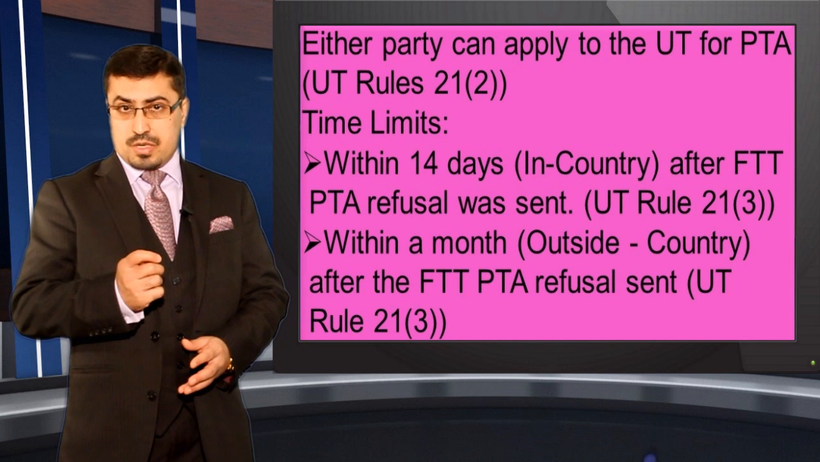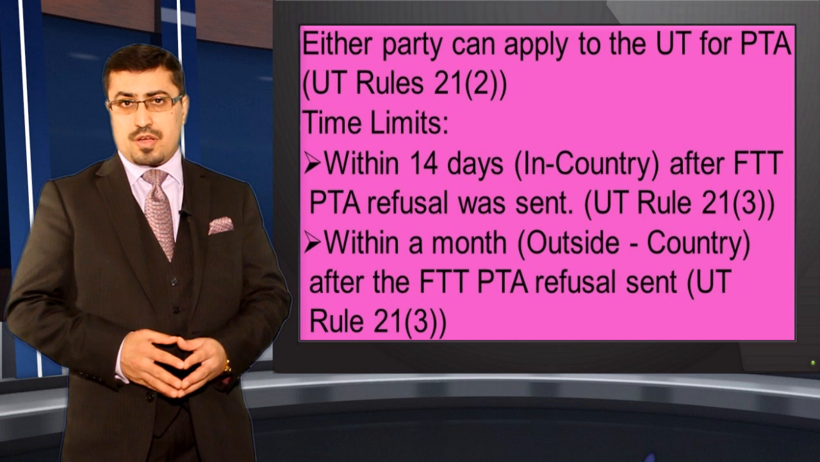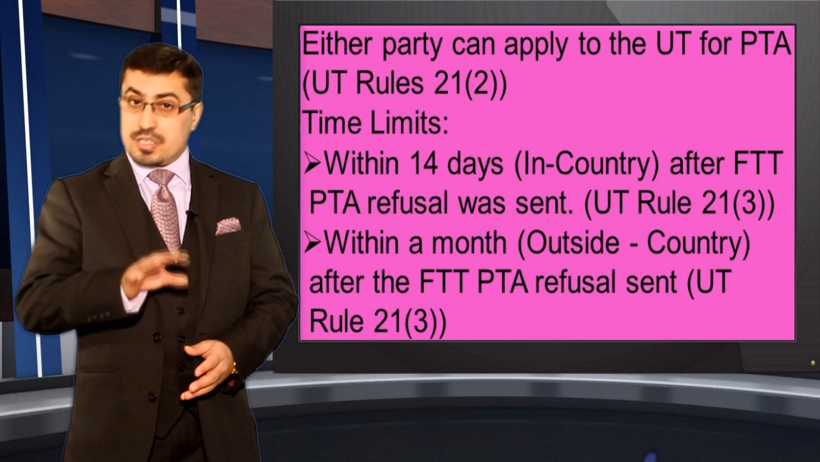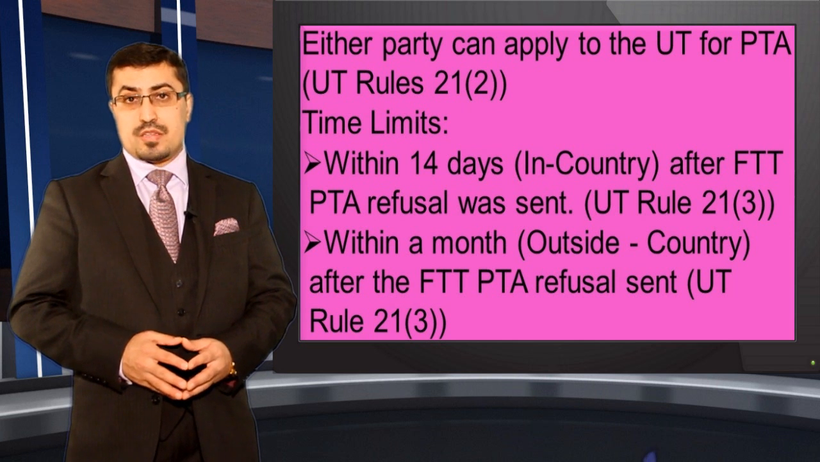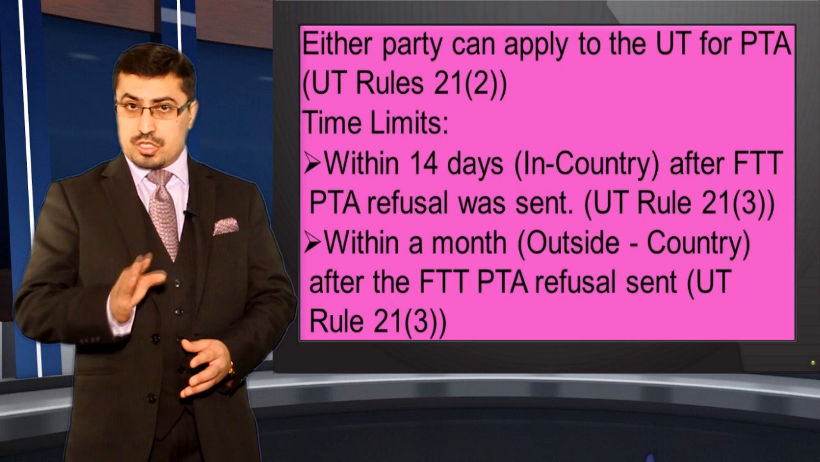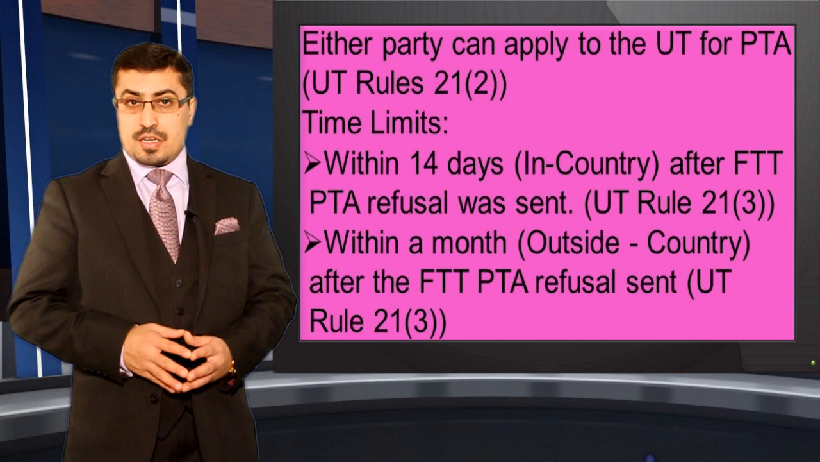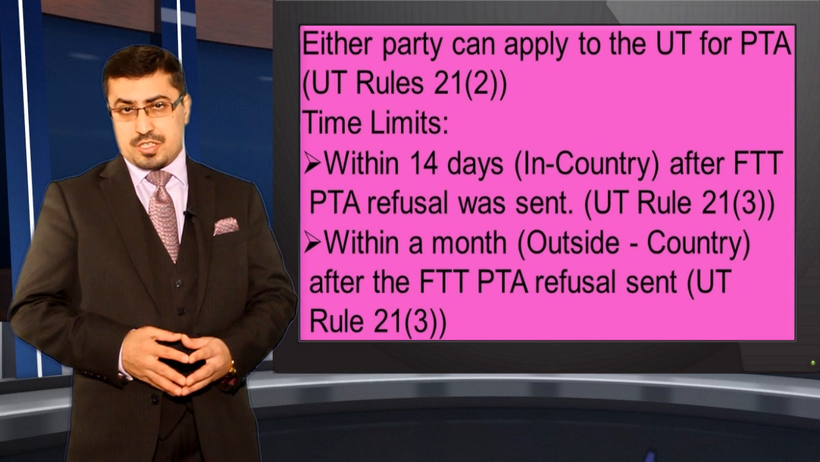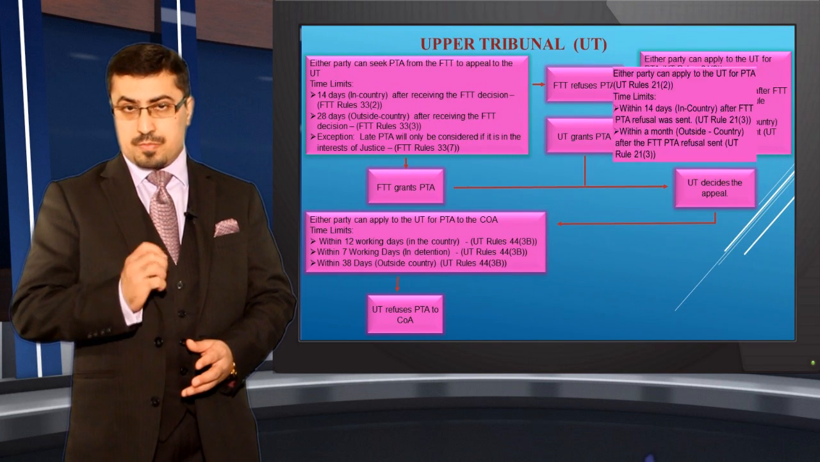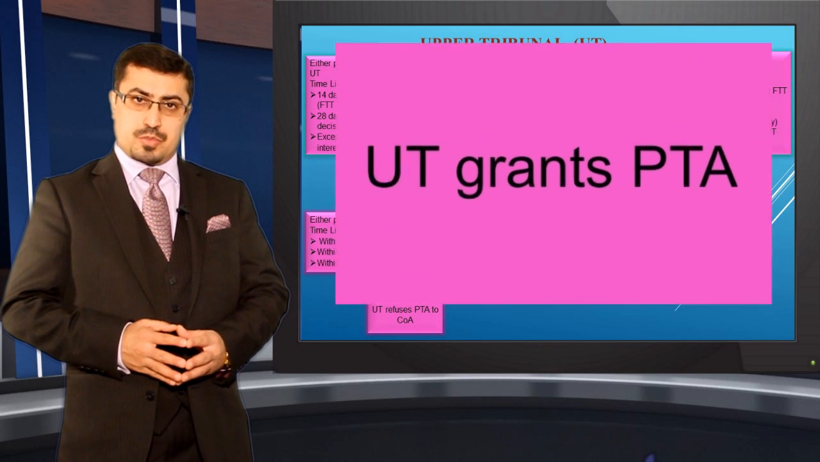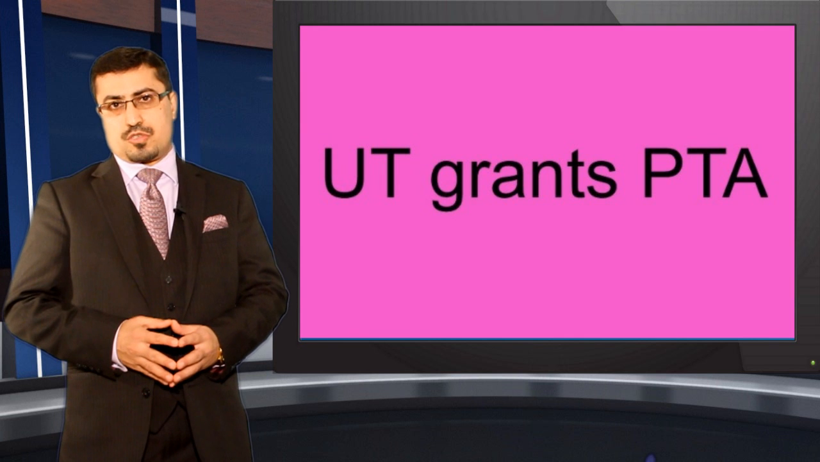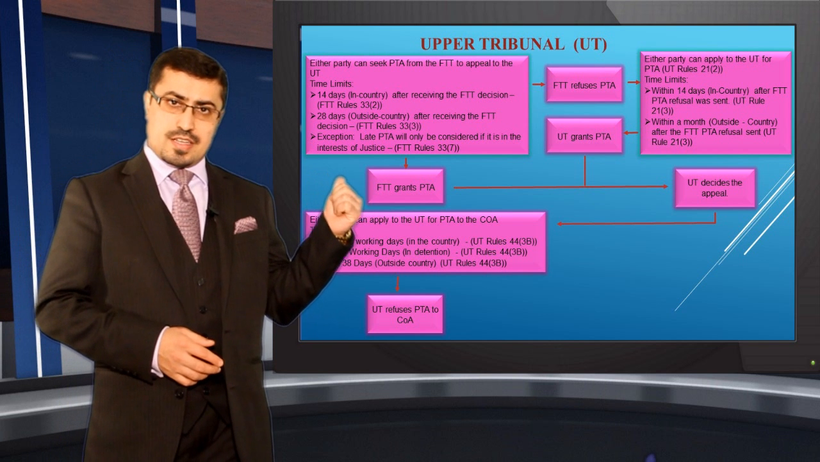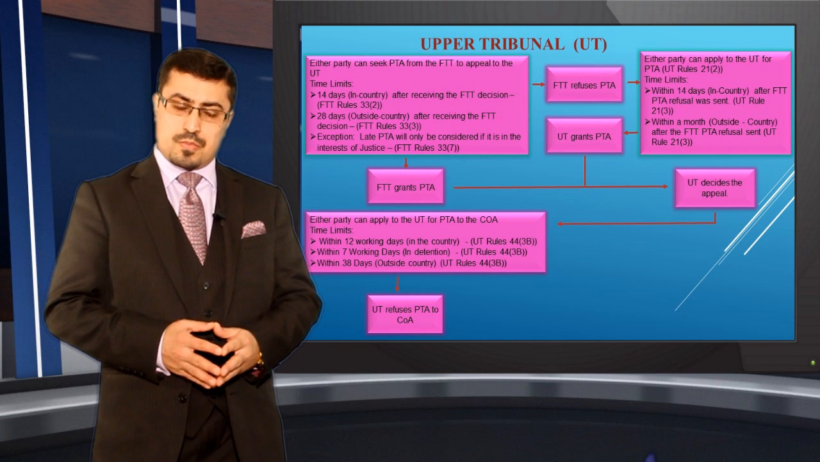Now, you must remember the limitation period for applying to the Upper Tribunal is 14 days when you're in the UK, but the limitation period starts from the day when the decision by the First-tier Tribunal refusing permission to appeal was sent. And if you're outside the United Kingdom, the limitation period is 1 month and it starts from the day when the First-tier's refusal to grant permission was sent. Now, if the Upper Tribunal grants you permission, then you have to go to the Upper Tribunal to attend the appeal hearing. Now, for your assistance, we have prepared a presentation that explains the procedure.